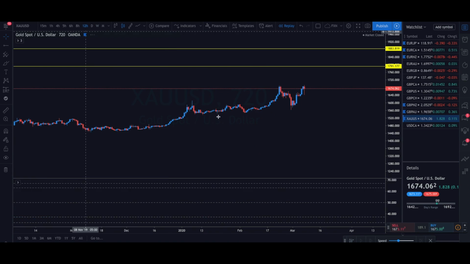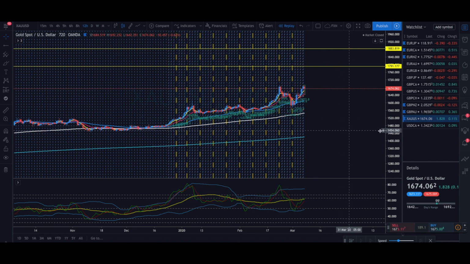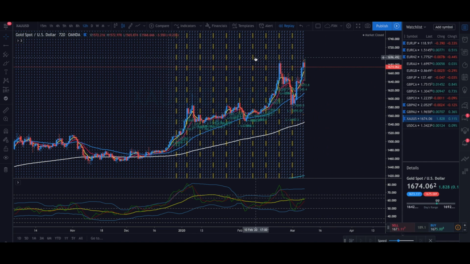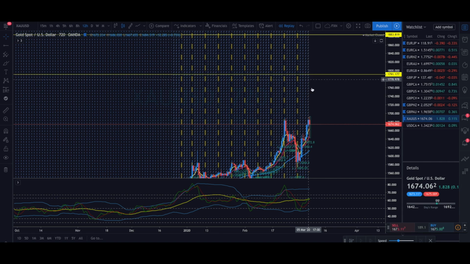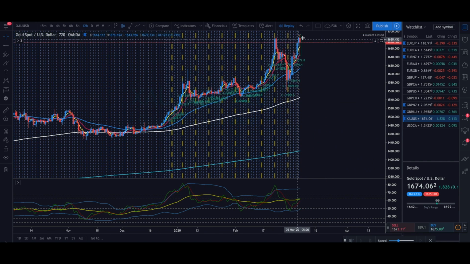So two different scenarios, really, depending on what happens. If it breaks out of 1688, you can definitely expect it to go much higher. If 1688 holds, you can expect it to come back down to that 1540 area.